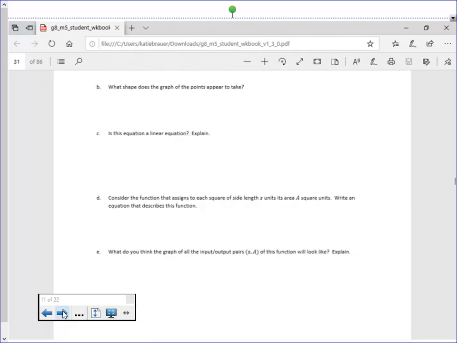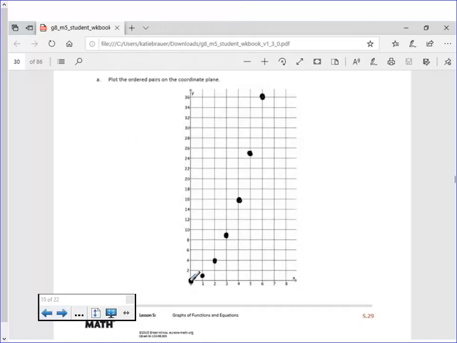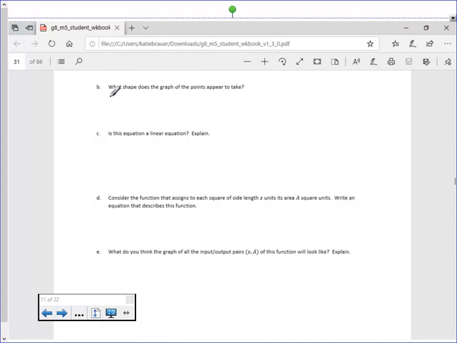The next question says, what shape does the graph appear to take? Does it look like a straight line? No. What would you call that? We're going to call that a curve, a curved line.